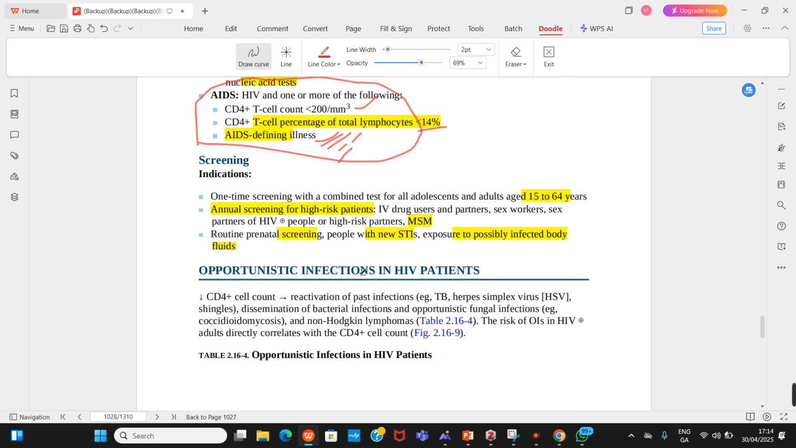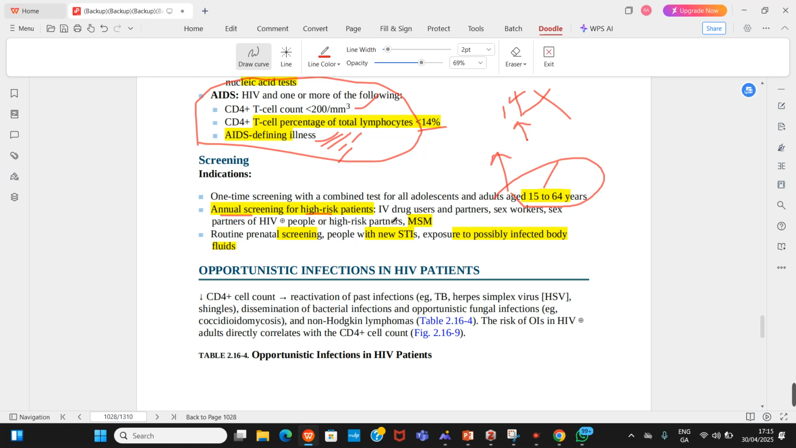So when do you screen? USMLE Step 1, Step 2. USMLE Step 2: everybody between the age of 15 to 64 years should get a one-time screening. Are you 14 years? Don't pick HIV screening. The baby is 14. Don't pick HIV screening, unless the person is engaging in high risk sexual behaviors. But a normal person between the age of 15 to 64, you have to screen for HIV one time. And you have to do it annually in people with high risk.